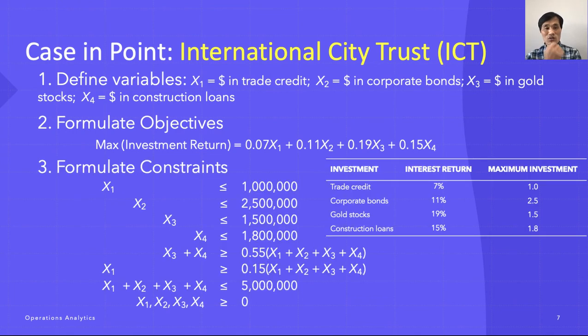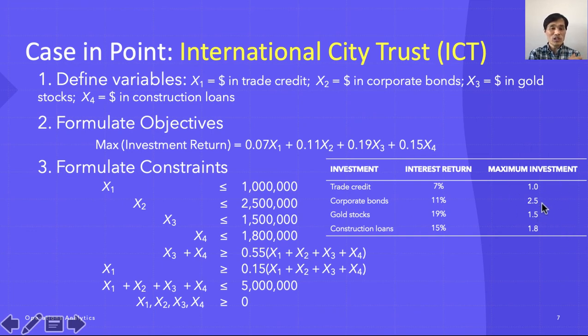Now we need to formulate the constraints. As we learned before, there's a cap. So let's start with the caps. X1, the amount invested in trade credit, cannot go over $1 million. So it has to be less than or equal to 1 million. Similarly, X2 is at most 2.5 million, X3 1.5 million, X4 1.8 million. So that's from these maximum investment constraints.